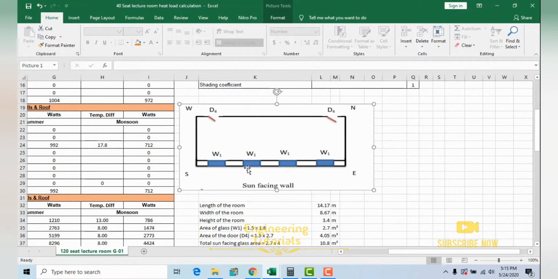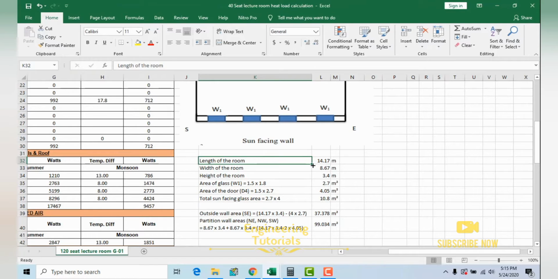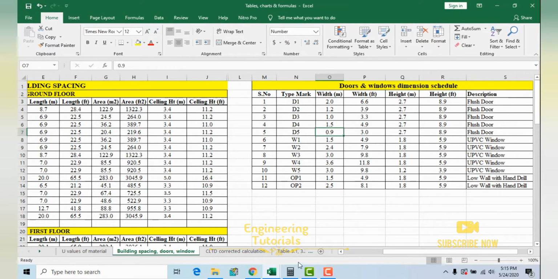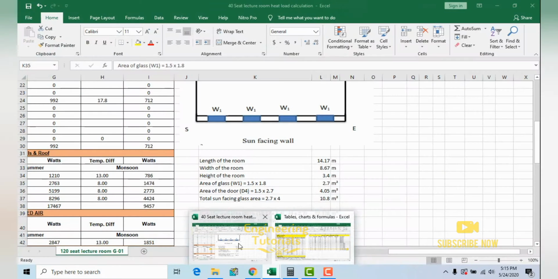You can see over here we have 4 windows W1 and 2 doors with the D4, and you can see that the southeast wall is exposed to sun. This is an outer wall, and this southwest, northeast and northwest, these are our partition walls, because we have a non-conditioned space over there, and this is the outer wall. So length of the room is given as 14.17, width is 8.67, and the height is 3.4 meter ceiling height. So area of the glass, we know that we have calculated over here. It is given that area of the glass, which window is used over here, that is W1.